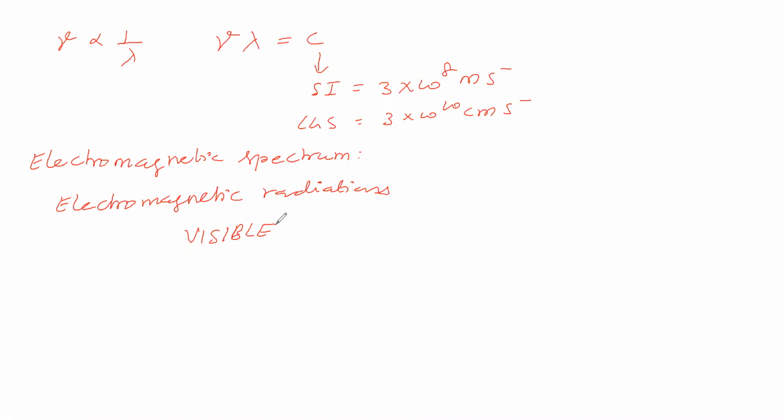Now, what is the order of wavelength of electromagnetic radiations that we will see? Wavelength order is: we will take gamma rays, which is one electromagnetic radiation. Then X-rays. Then ultraviolet rays. Then visible rays. Then IR waves, infrared rays. Then microwaves. Then radio waves.